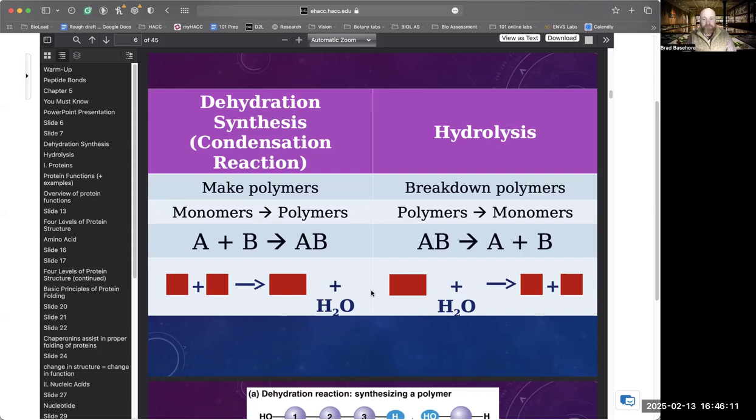And then just the opposite happens in a reaction called hydrolysis. Hydro means water. You add water to break apart. That's the lysis part. The word lysis means to break. So we're going to add an H2O, an H to one side, an OH to the other side, and you break your links apart into separate monomers.